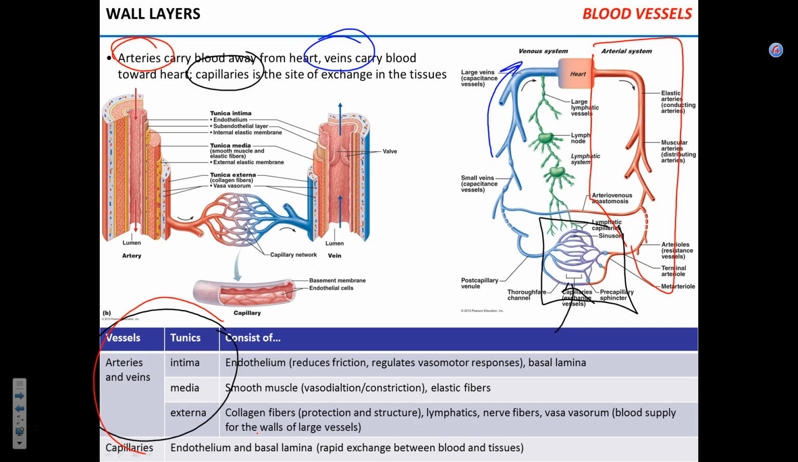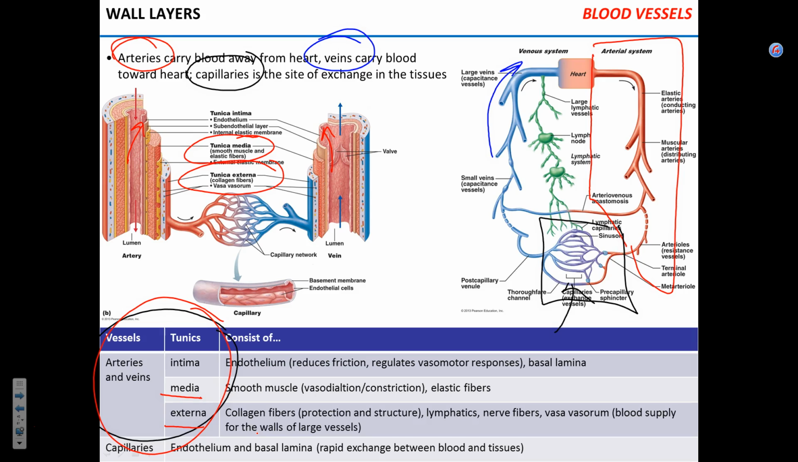Okay. Arteries and veins are composed of three tunics, pretty much three layers. Tunica intima, the layer that is closest to the lumen, immediately surrounds the lumen, the innermost layer; tunica media in the middle; and tunica externa, the outermost layer of the vessel wall.